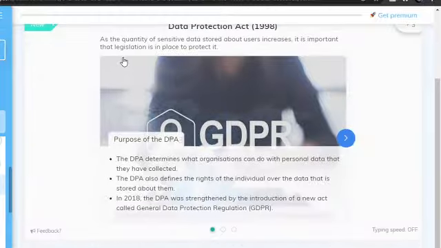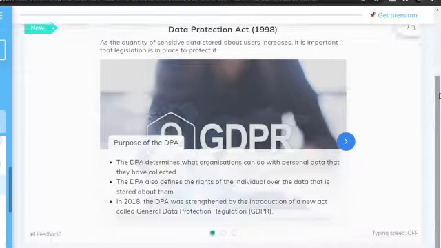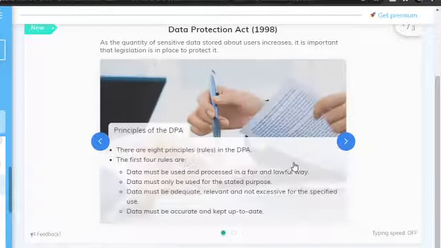So first of all, the Data Protection Act 1998. The purpose is that it tells big organizations like Google what they can do with our data. The principles are that the data must be used in a fair way, can only be used for the stated purpose, must be up to date, and not used excessively.